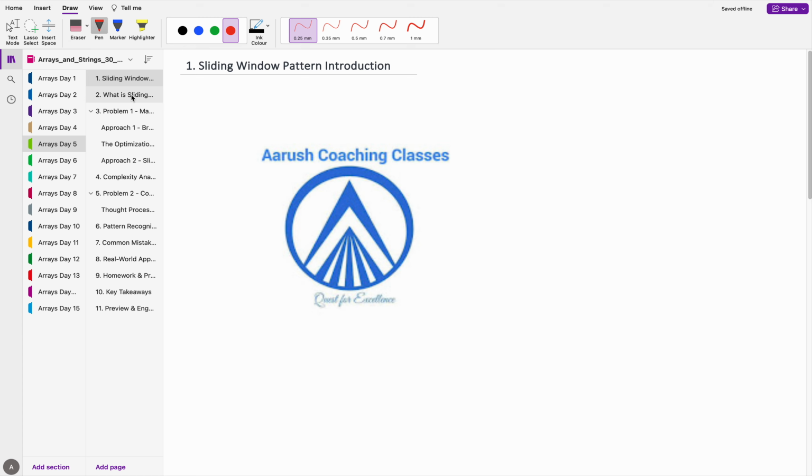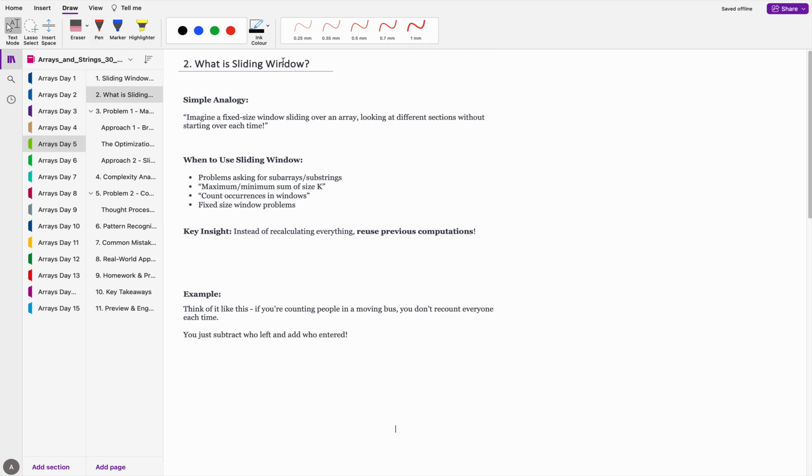So let's start with this sliding window thing. So what is sliding window? If any of you know about it already, you can write in the comment quickly. Anyways, I am going to teach you and make you understand by explaining it properly, how and what it actually is and how it works. A simple analogy: imagine a fixed size window. Let's say this is a window. As the word says, sliding window.